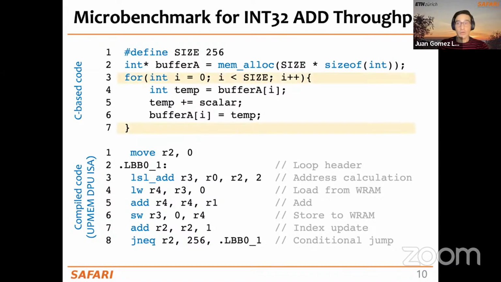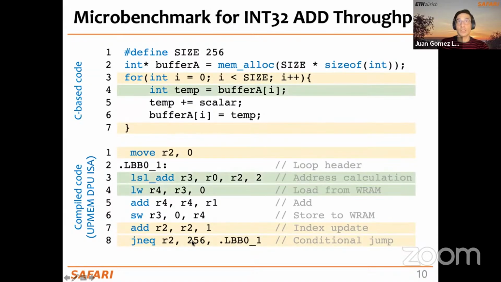So if we take a look at how the compiler compiles this C-based code into the DPU ISA, here we can identify the for loop. This for loop gets compiled to this move instruction that initializes the index of the loop, which is going to be stored in R2. And then at the bottom, we have the increment of the index, and then a conditional jump, essentially checking whether we reach the bound or not.